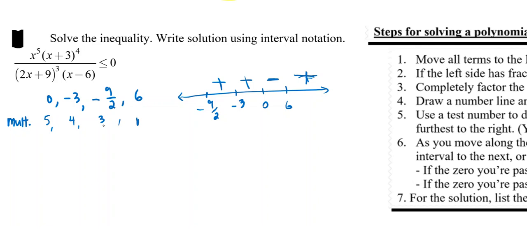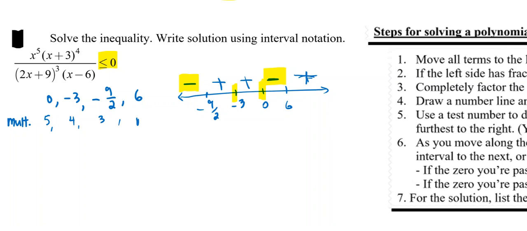-9/2 has multiplicity 3, odd multiplicity, so you write the opposite of the sign. The sign that we're interested in, since this is the inequality we're trying to solve, is less than or equal to 0, which means we are looking for negative and 0. Well, not all of these numbers are going to give us 0. Remember, any 0 on the bottom is bad, so we don't want to ever include those. We do want to include the zeros of the top, which are 0 and -3.